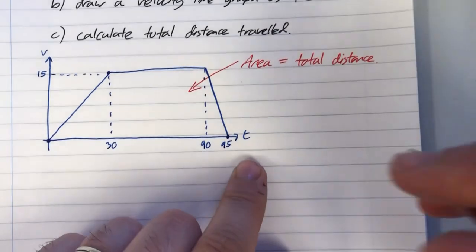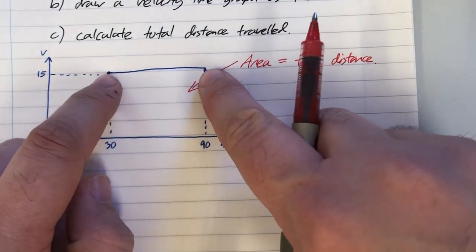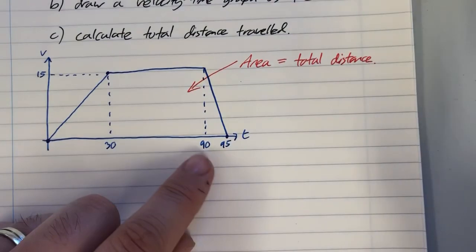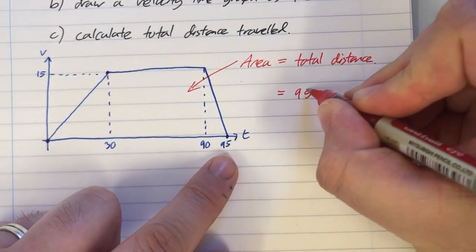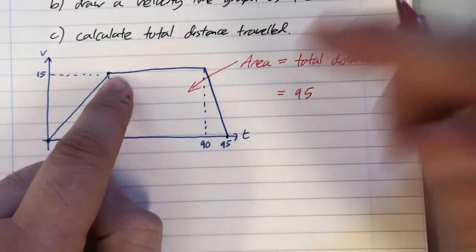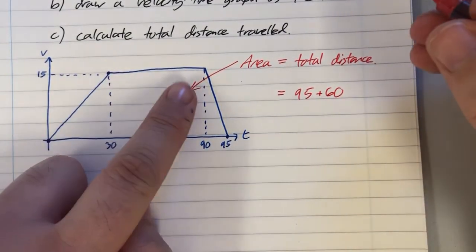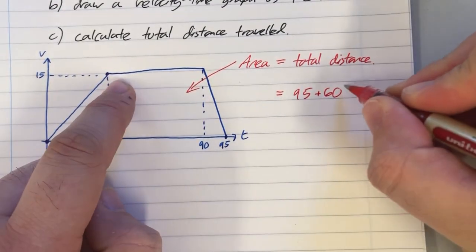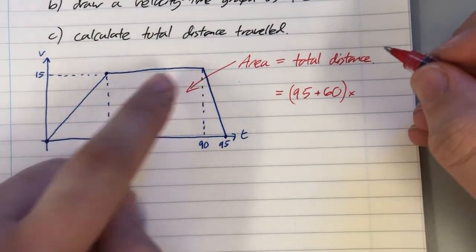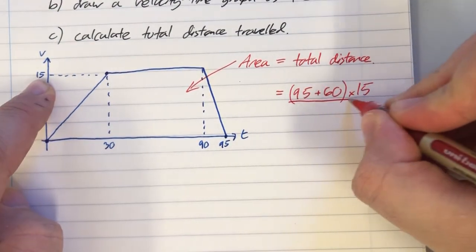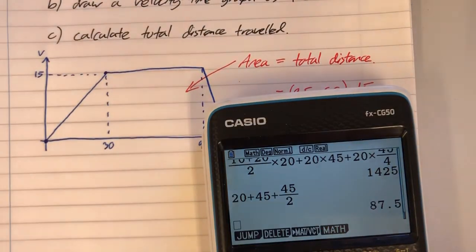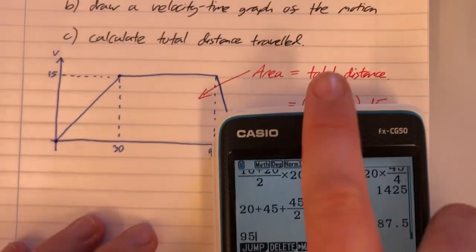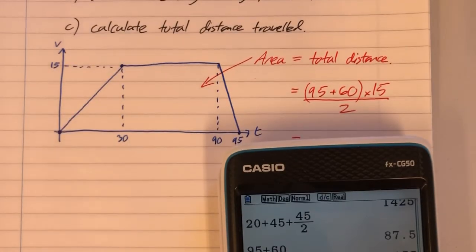So just to remind you, the area of a trapezium is the sum of the two parallel sides multiplied by the perpendicular distance divided by 2. So the area is going to equal 95, which is the bottom base, plus 60, which is the top base, the top length. That then gets multiplied by the perpendicular distance, which is 15, and that's all divided by 2. Plug that into my calculator. So I'm going to get 95 plus 60. That then gets times by 15, and that's divided by 2.